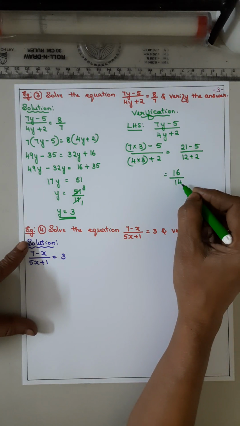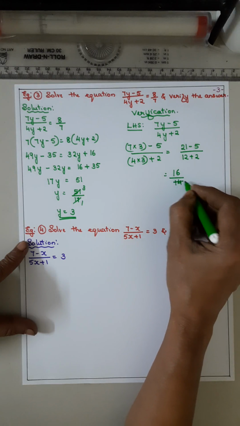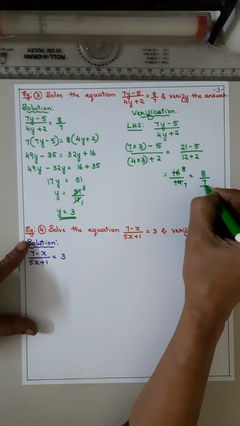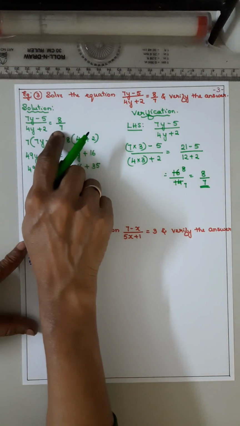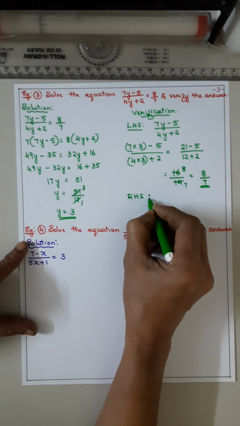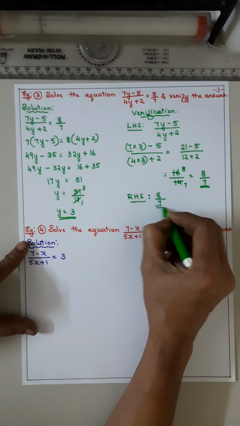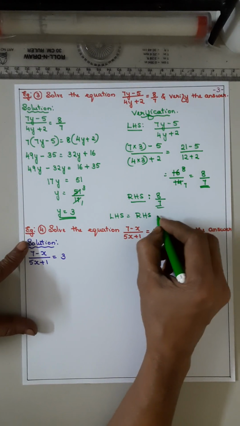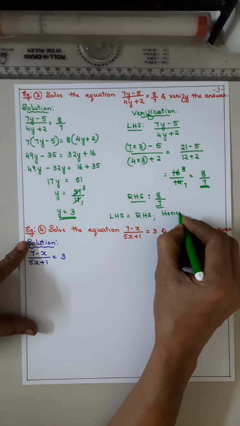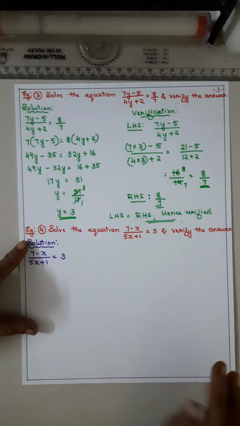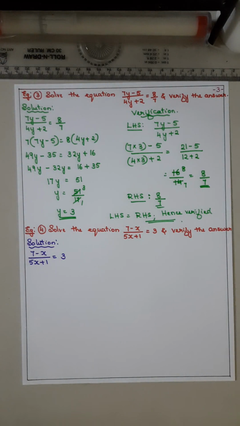Both 16 and 14 are divisible by 2. 2 sevens are 14, 2 eights are 16. So you got 8 by 7. So you got LHS 8 by 7. The RHS is also 8 by 7. So LHS is equal to RHS, hence verified. Okay? Hope everyone understood. The third example we finished.